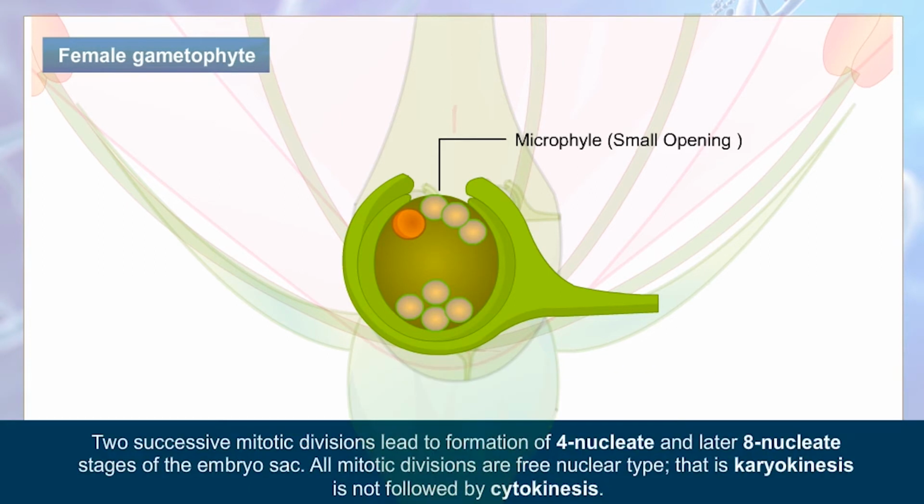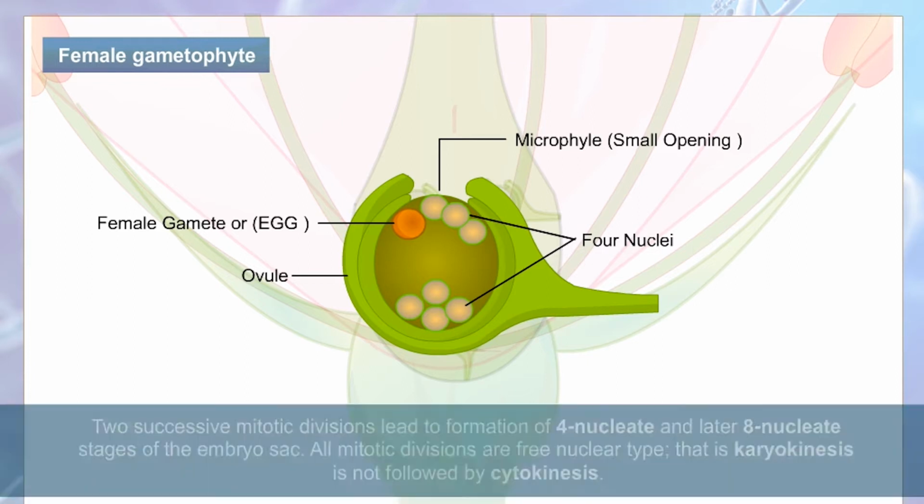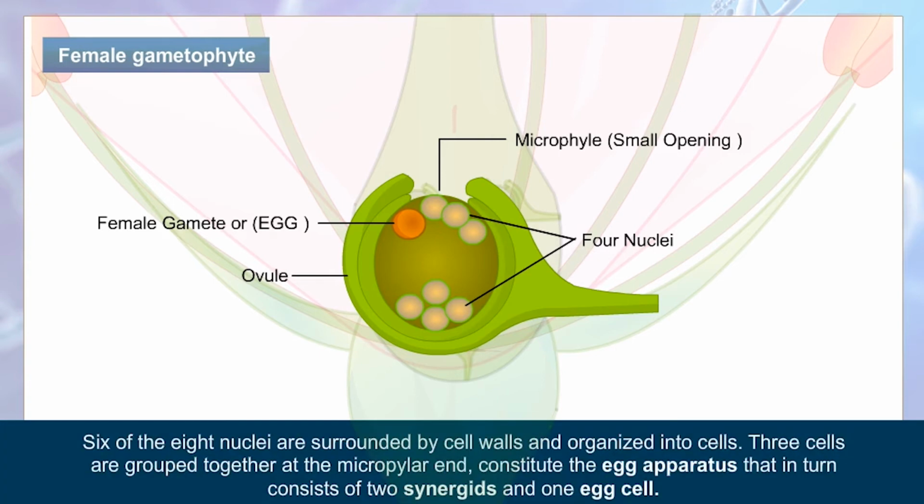2 successive mitotic divisions lead to the formation of 4-nucleate and later 8-nucleate stages of the embryo sac. All mitotic divisions are free nuclear type, that is, karyokinesis is not followed by cytokinesis. 6 of the 8 nuclei are surrounded by cell walls and organized into cells. 3 cells are grouped together at the micropylar end and constitute the egg apparatus, which in turn consists of 2 synergids and 1 egg cell.